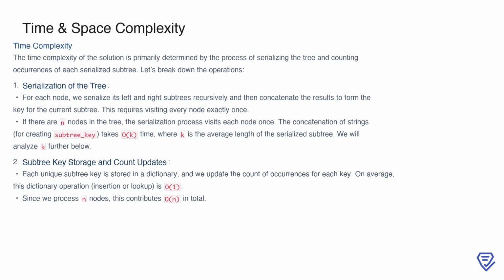Next, we store these subtree keys in a dictionary and update their counts. Dictionary operations like insertion or lookup are on average O(1), and since we process n nodes, this contributes an overall O(n) to the time complexity. These two main steps, serialization and dictionary updates, form the basis of our time complexity analysis.